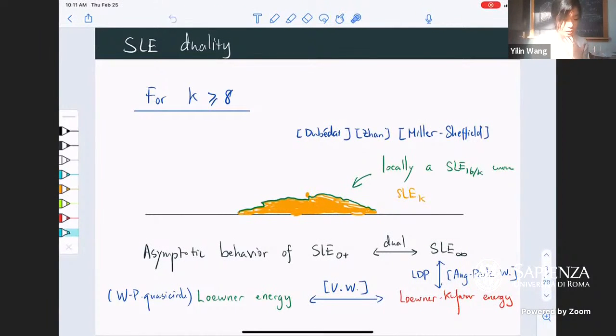This is joint work with two graduate students at MIT, Minjae Park and Maurice Ang. The large deviation rate function is called the Loewner-Kufarev energy, which I will define shortly. And the second part of my talk is to see how the Loewner energy itself for Weil-Petersson quasi-circles is dual to this Loewner-Kufarev energy.